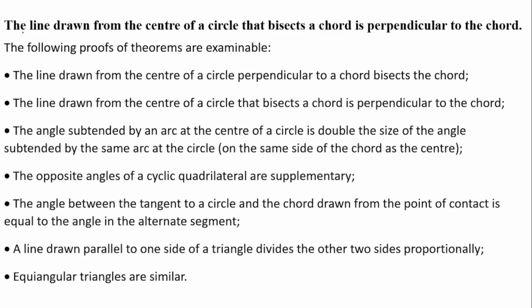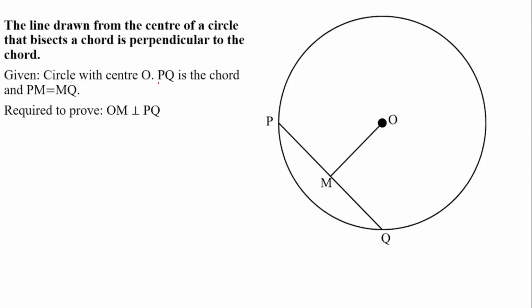But now I want to prove that the line drawn from the center of a circle that bisects a chord is perpendicular to the chord. That's what I want to prove. We're given a circle with center O, then PQ is the chord, and then we're given that PM is equal to MQ. This is given. We are required to prove that OM is perpendicular to PQ. Want to prove that this angle here is 90 degrees and also this angle is 90 degrees.